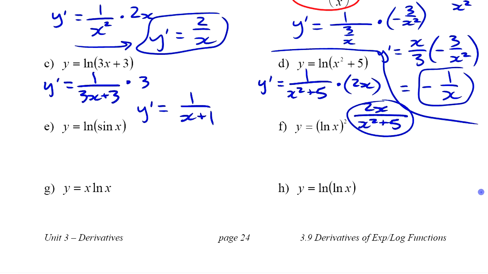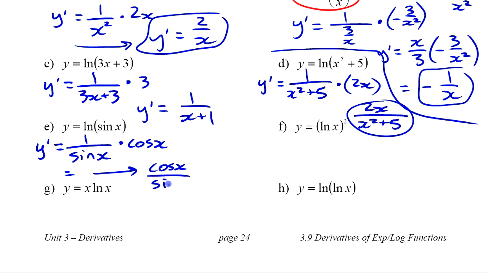Didn't leave myself a lot of room here, did I, for each of these? Y prime for ln of sine x is 1 over that inside function times the derivative of the inside function. We can write it as cos over sine, or if you actually wanted to, you could write it as cotangent of x for that function.